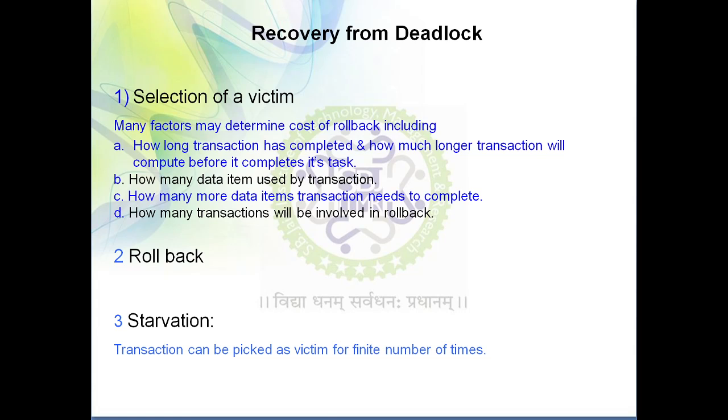And the second technique is rollback. I just explained what a rollback is: after selecting a victim you just roll back that particular transaction. And the third one is starvation. What do we mean by starvation? Suppose only one transaction is selected again and again for rollback, then that situation is called starvation. Why? Because the same transaction is selected again and again for rollback, so it is not able to complete its execution. So a transaction can be picked as a victim only a finite number of times.